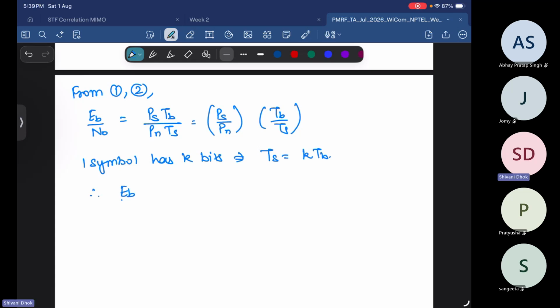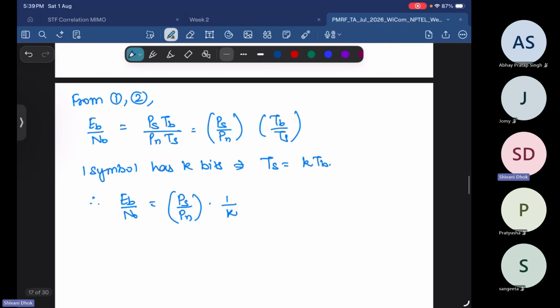So therefore this Eb by N naught is basically Ps by Pn into 1 by k, where k is the number of bits per symbol. So if you have a BPSK system in which the number of bits is 1, your Eb by N naught is equal to your Ps by Pn. If you are using QPSK, then you have 2 bits per symbol. So your Eb by N naught becomes Ps by Pn into 1 by 2 and so on. So I hope this addresses your question.